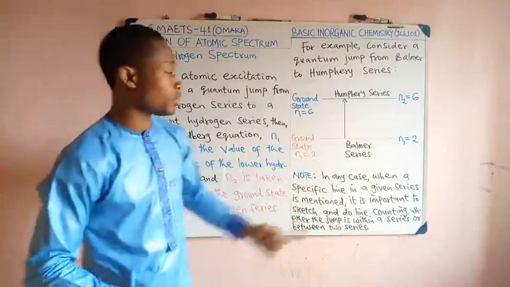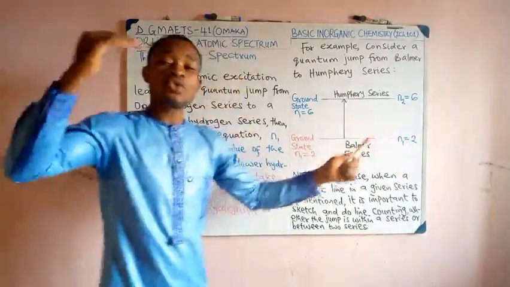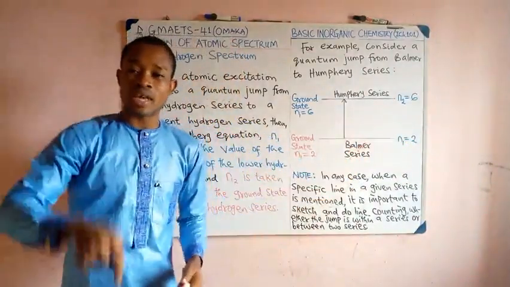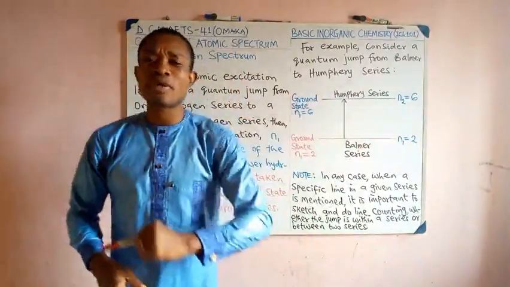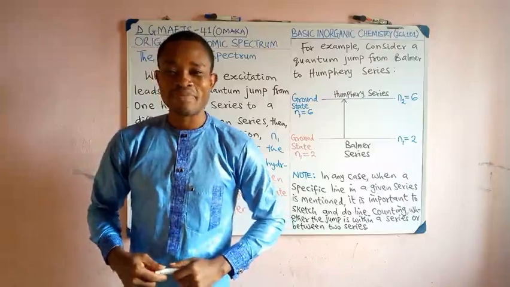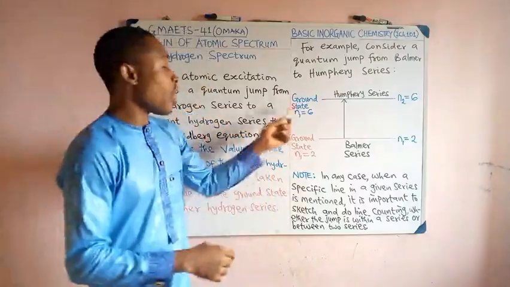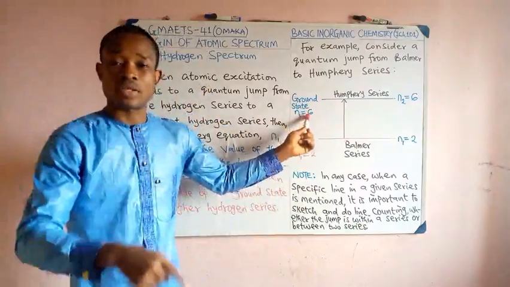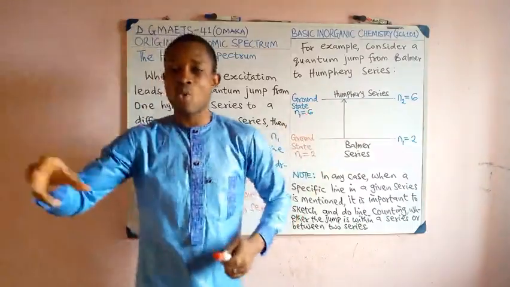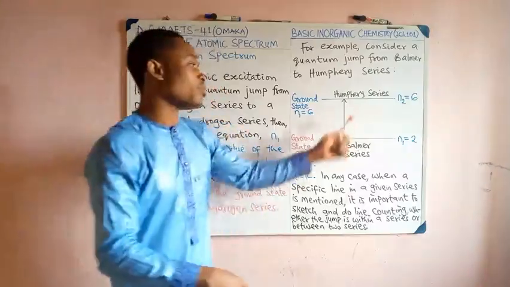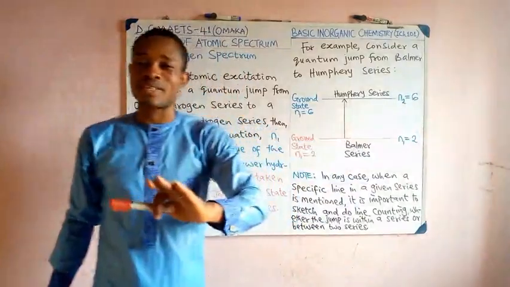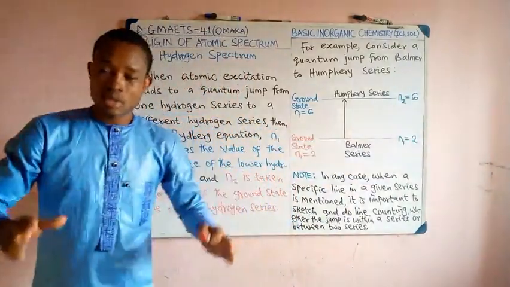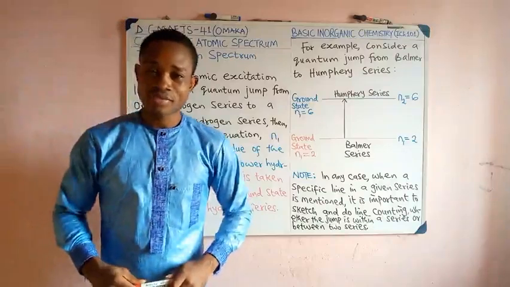Then n2 will be taken as the ground state of the higher hydrogen series. In this case, Humphrey. What's the ground state of Humphrey? You still remember that? That's correct. The ground state of Humphrey is n equal to 6. So in that Rydberg equation, our n2 will become the ground state value of Humphrey. You can see where I wrote n2 equals 6. So that's how we handle that situation.